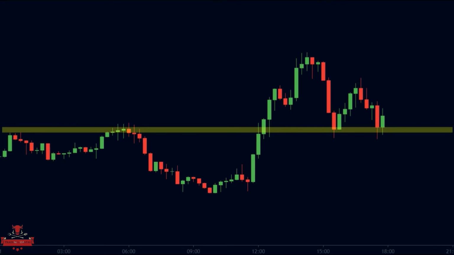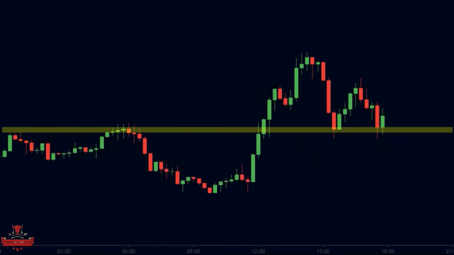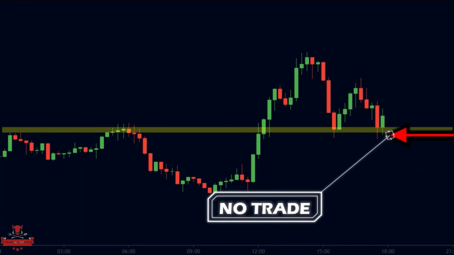But in this scenario, we know that there is a strong level of support below the candle. Hence, if the price breaks below the green candle, it might face a problem in going down and reverse immediately. So in this case, we will only look at buying opportunities. This means that if the price breaks below the green candle, we will not sell.